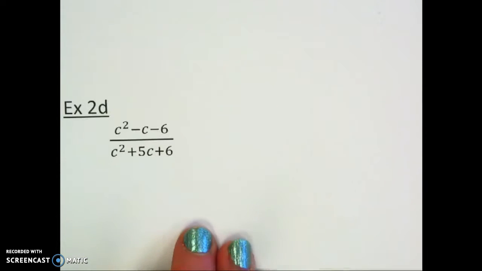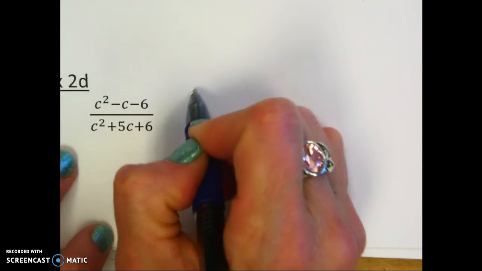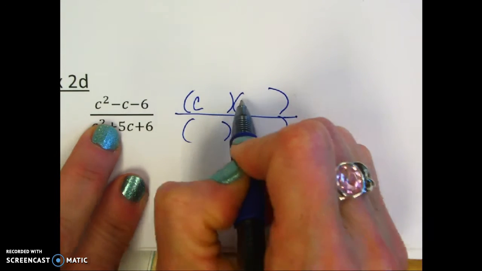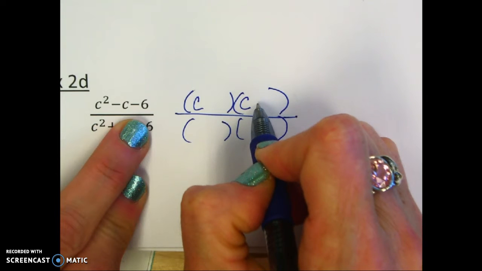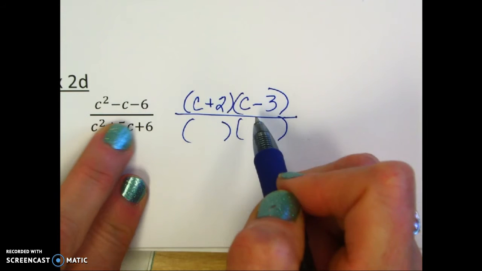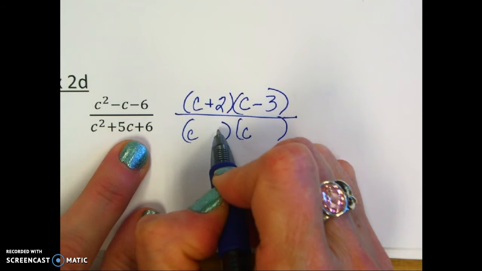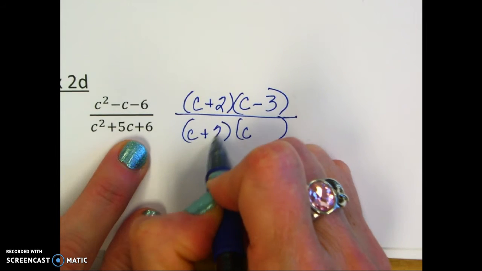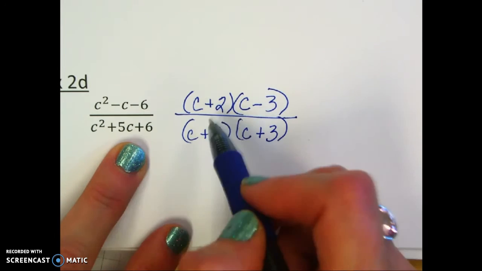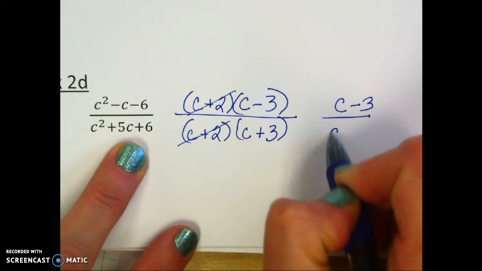All right, down here at the bottom's the next one I'm going to look at. Trinomial and trinomial. So we're going to try and split to two binomials. Top one multiplies to negative 6 and adds up to negative 1. So negative 3 and positive 2 multiplies to negative 6, adds up to negative 1. The bottom one multiplies to positive 6 and adds up to positive 5. So I think that's what we're going to get, and then we have c plus 2 that will cancel. So our final answer is c minus 3 over c plus 3.